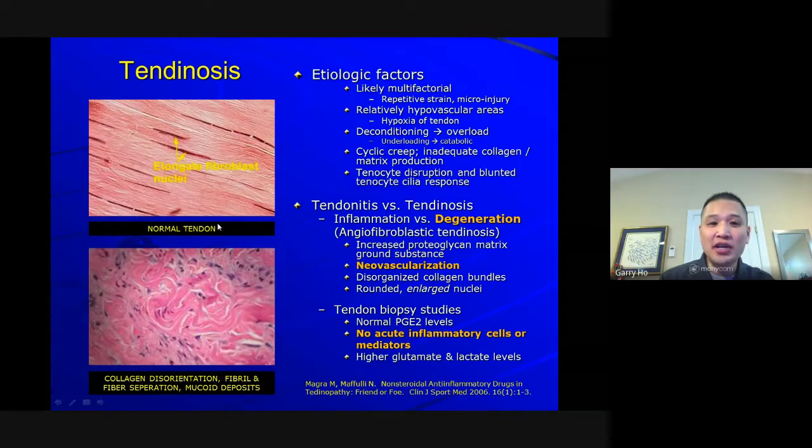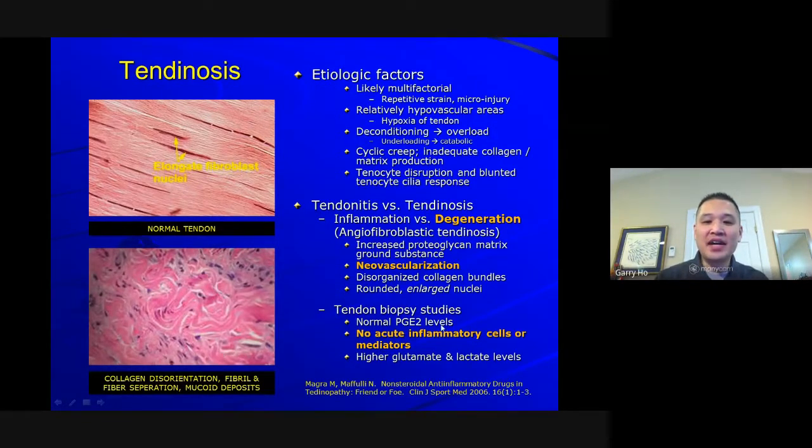tendon below. And a couple of differences I'll show you here is you've got these elongated fibroblast nuclei in a normal tendon, but in a degenerative tendon, you've got these nuclei that are more round, a little bit enlarged, swollen, and you can see that the difference in color here is a significant amount of increased proteinaceous staining. So a very proteinaceous product.